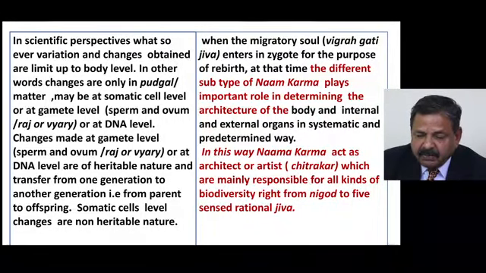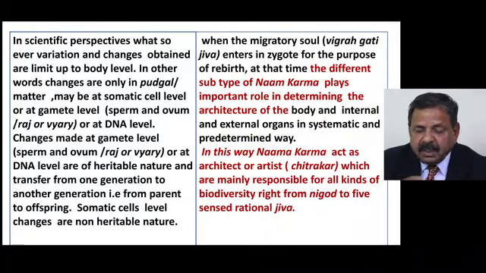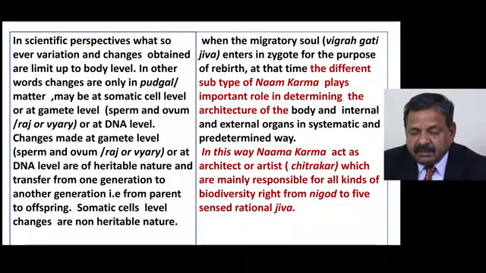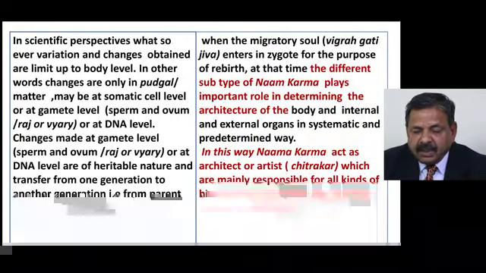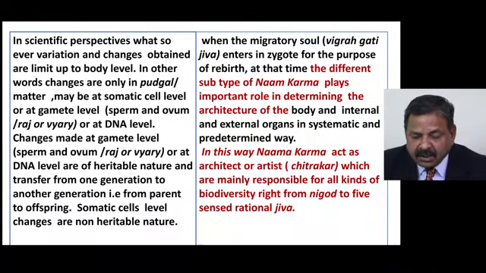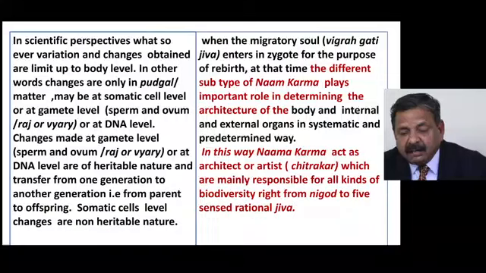And that migratory soul possesses the nam karma and the ayu karma. Accordingly, the function of the DNA will take place, and that function of the DNA will be regulated by the nam karma. As in my previous lecture, I explained that the regulatory gene of the DNA will be governed by the nam karma. So the nam karma takes place on the regulatory gene, and that regulatory gene controls the function of the DNA. So accordingly, the architecture of the body, the shape, size, and all the internal and external organs are to be formed. So this thing is predetermined in the nam karma.